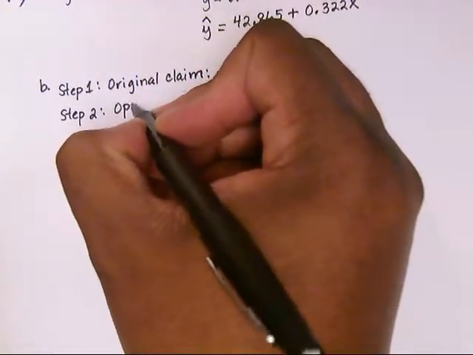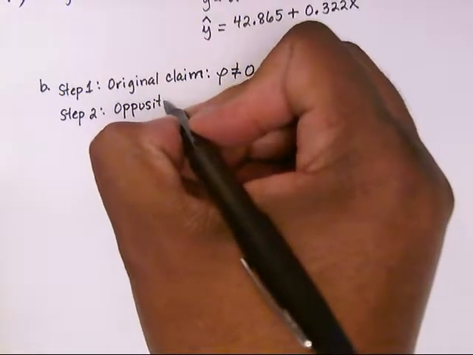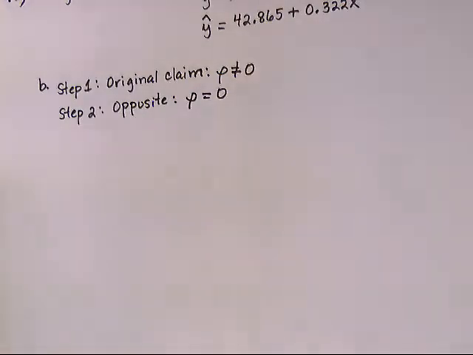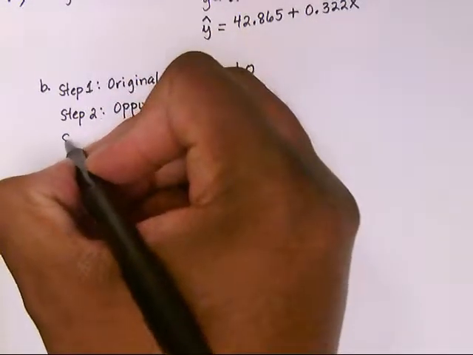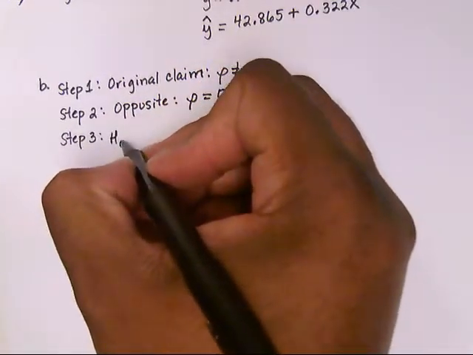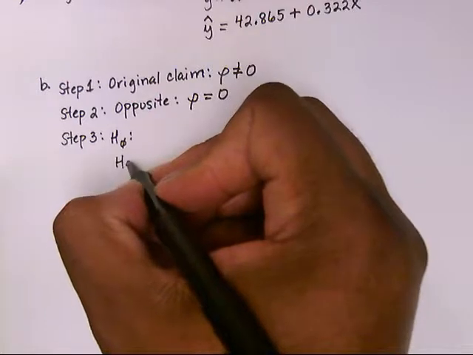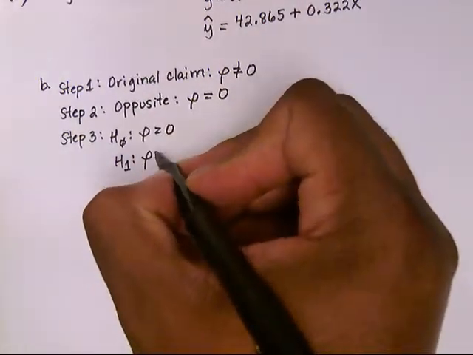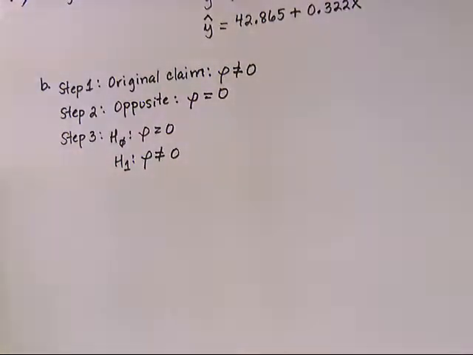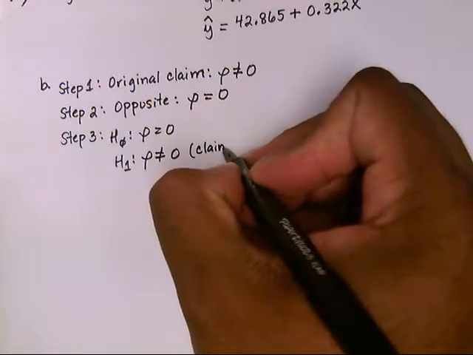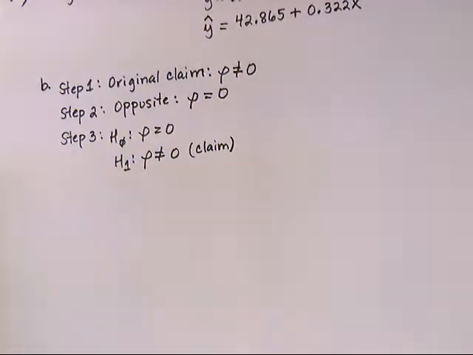Step number 2 is the opposite, meaning there is no linear correlation, so that means rho is equal to 0. No linear correlation. Step number 3, the null and the alternative hypothesis. The null has the equal sign, rho is equal to 0. So that means that the alternative will have to be rho is not equal to 0. And I'll go ahead and say that's going to be your claim.